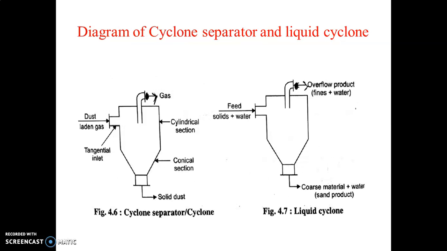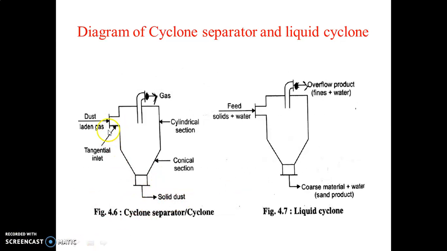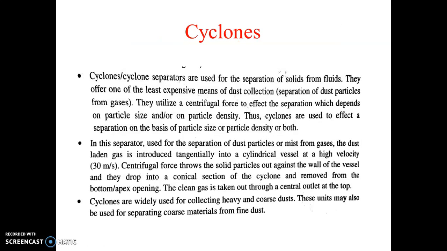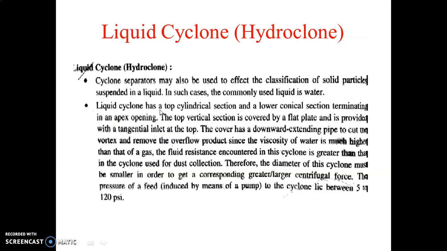There are generally two types of cyclone separators used. The first is this cyclone separator, which is used for the separation of gas and dust particles, that means solid particles, and this other one is used for liquid. This is called a liquid cyclone, and it is used for separation of solid and water or any other fluid. So first we will discuss the cyclone separator, which is used for the separation of gas and solid material or dust material.